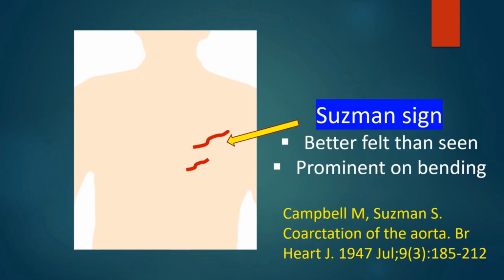Fifth, dilated arteries. Dilated intercostal arteries and anastomosis around the scapula may be visible in coarctation of aorta, but they are often better felt than seen. Apex beat is better characterized by palpation, though it is often visible.